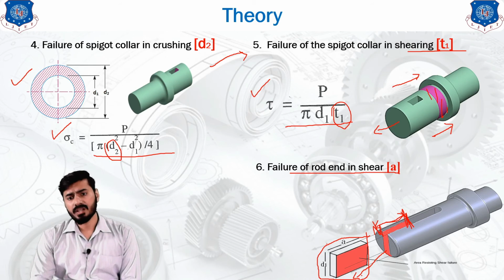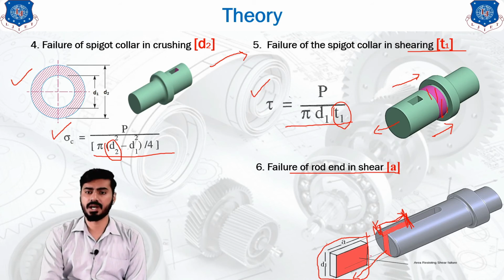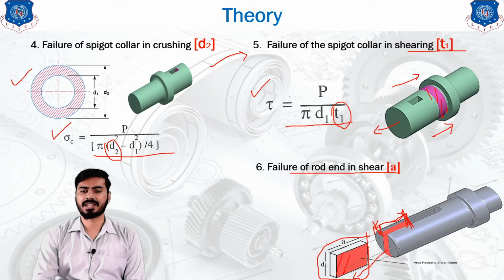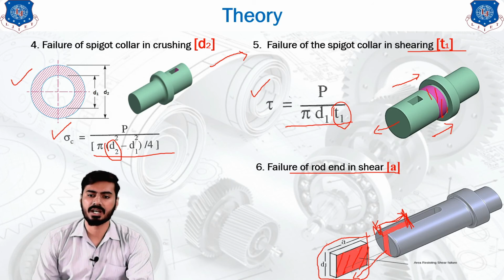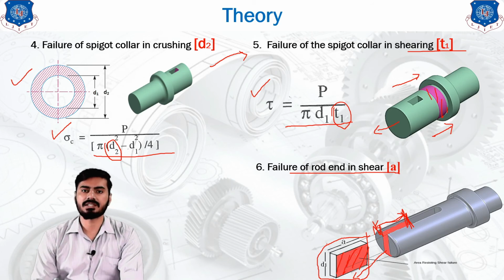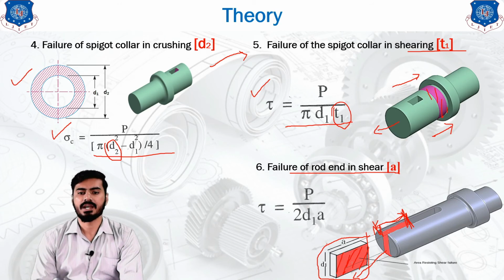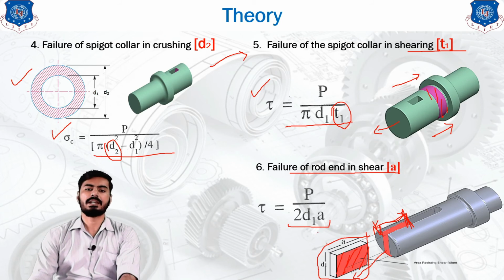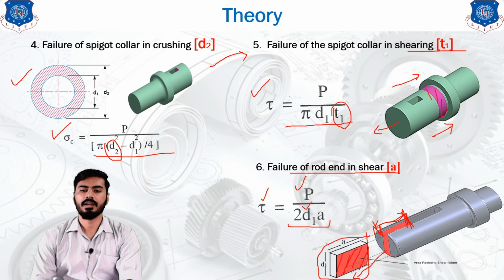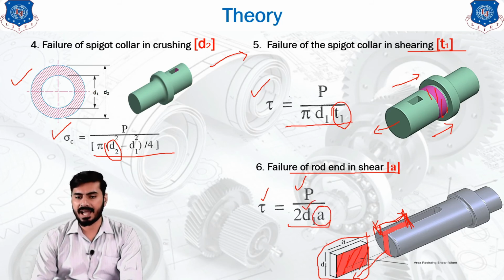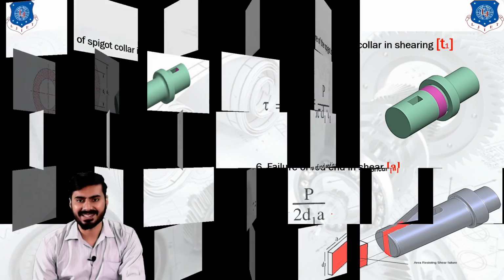Okay. In order to calculate this type of shearing, we need to consider the cross section area, which is the resisting area for the shear. That is this region, that reddish region, which is also available on the back side. So the resisting area will be 2 times d1 into A. So if you put the value of P, the value of tau, and the value of d1, then you will be able to calculate the dimension A, which is the only unknown in this equation.